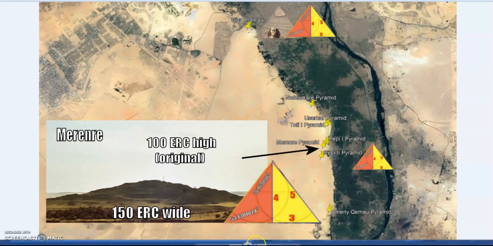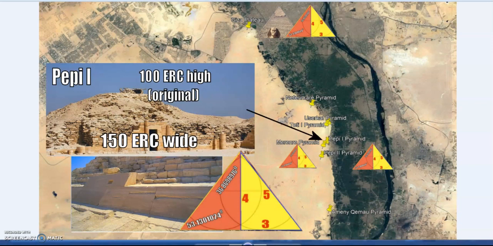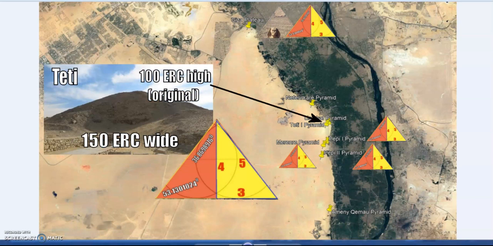But in the rubble is information. Once you get the angle, once you have the footprint of the pyramid, you know the original height, and you can still measure the base. So 100 Egyptian royal cubits high, 150 wide at the base. Another example of these pyramid texts being stored inside Teti, we have 100 Egyptian royal cubits high, 150 Egyptian royal cubits wide again.